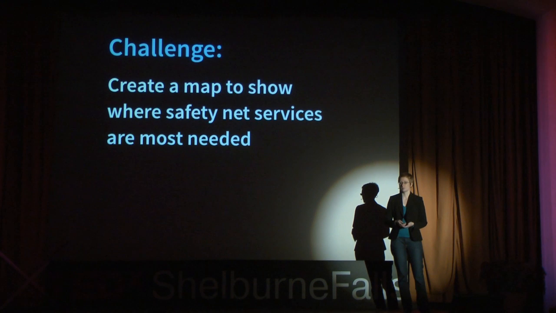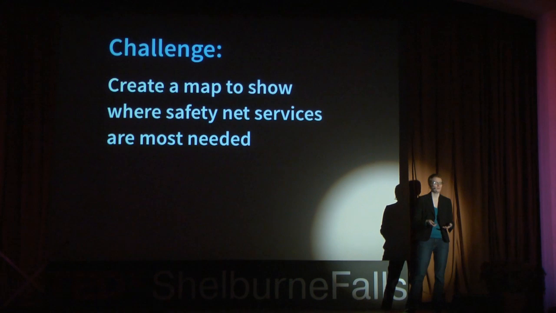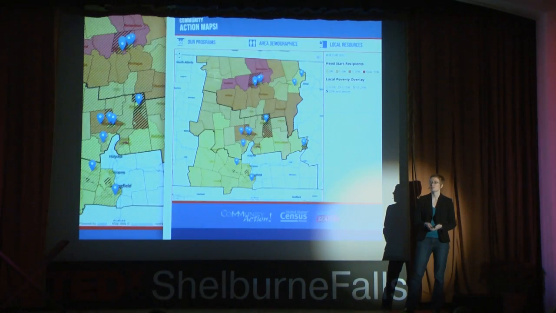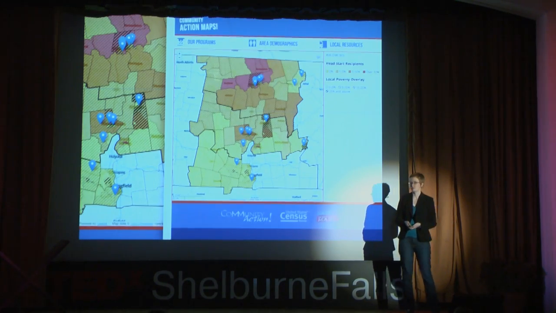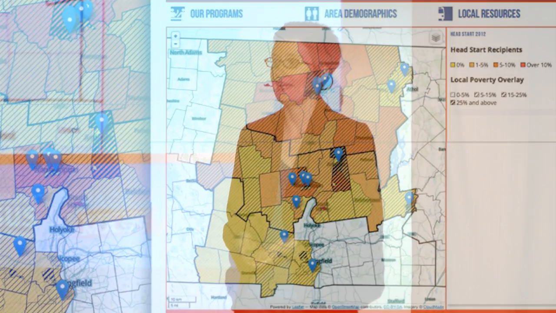One of the challenges at our hackathon was put forth by a group called Community Action, which is a regional organization that provides safety net services. And they wanted to make a map so they could see where their services are most needed and where there might be gaps. So they ended up with this website where they combined data from the census that shows where there's poverty with data that they had of where they were already providing their services so that they can see at a glance where there might be gaps. And this is something that a team of people is still working on. It's a work in progress. They've been working on it for months and months after the hackathon.